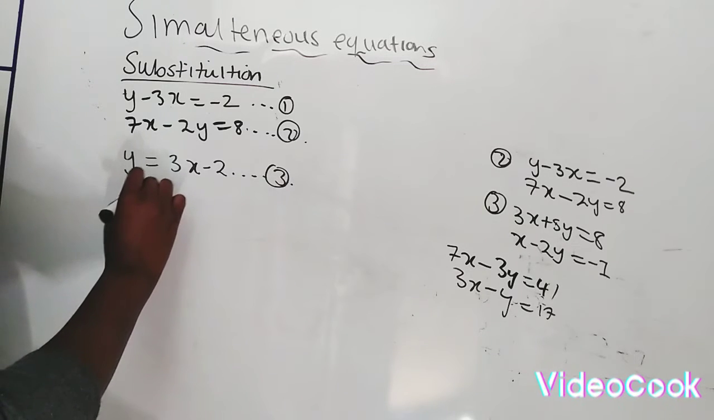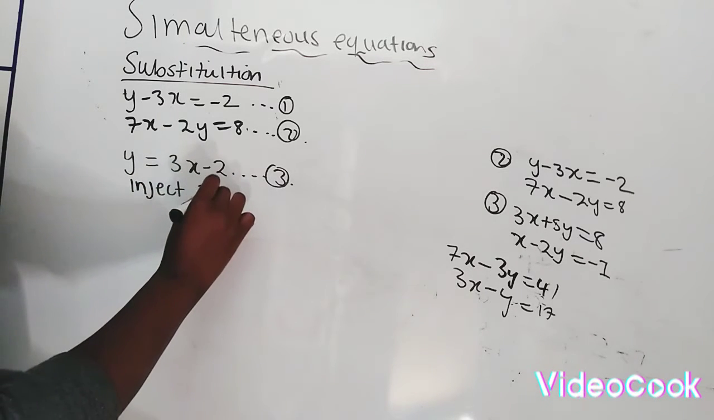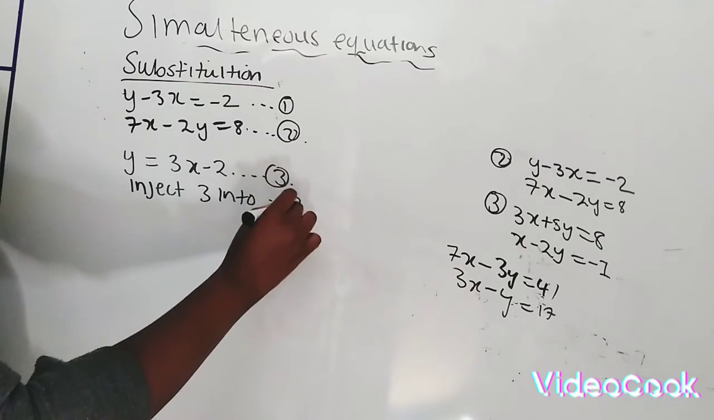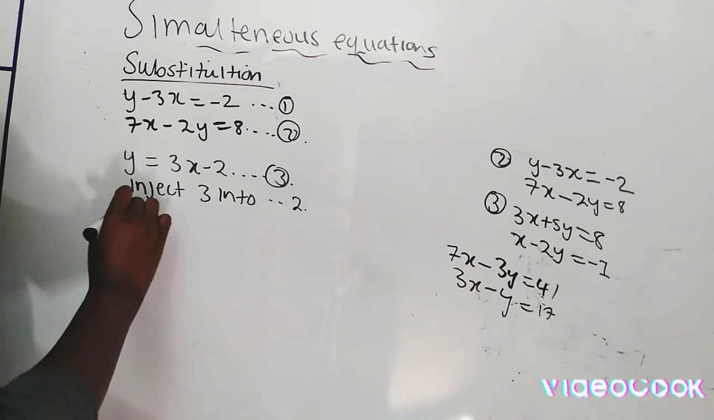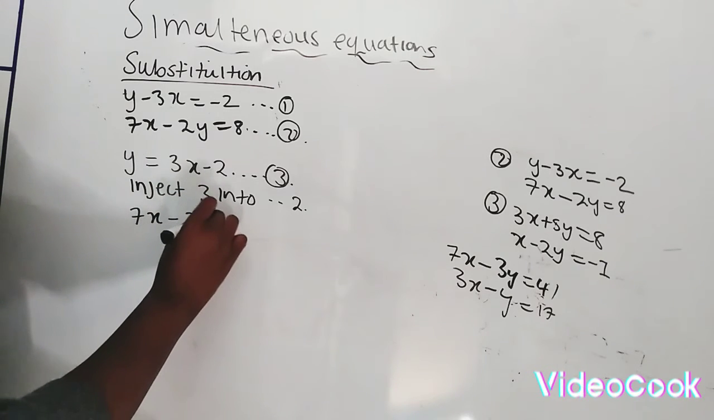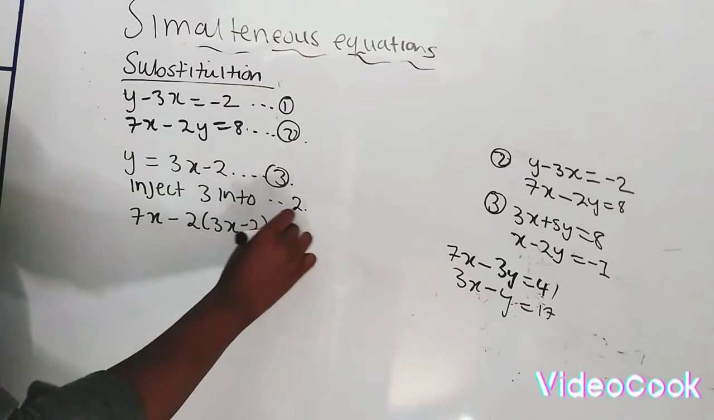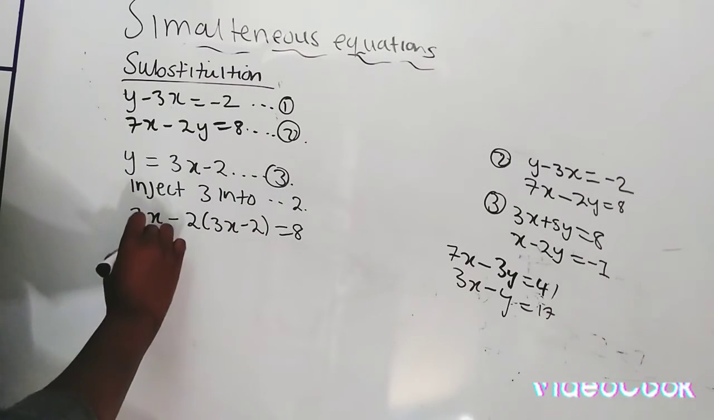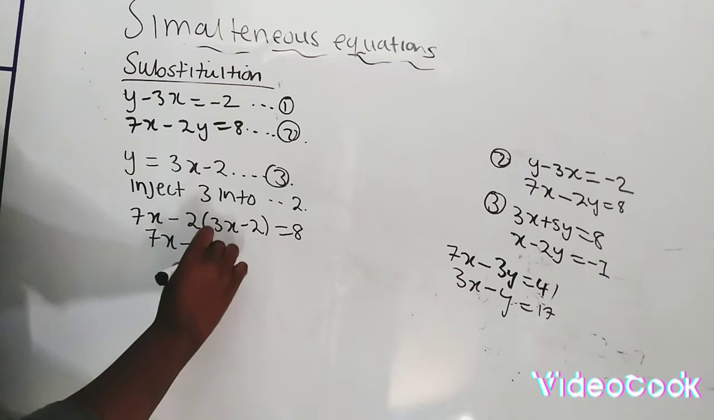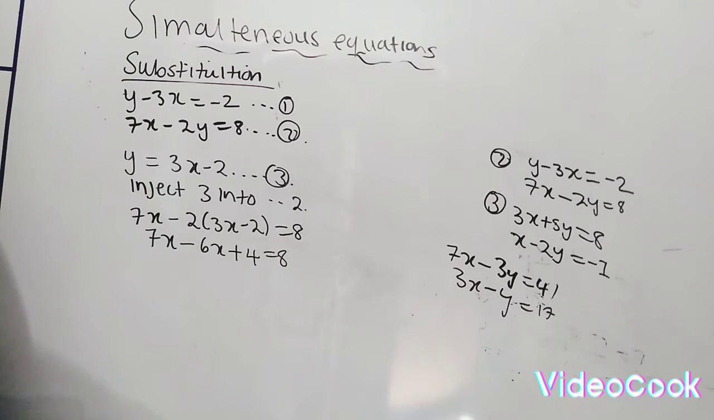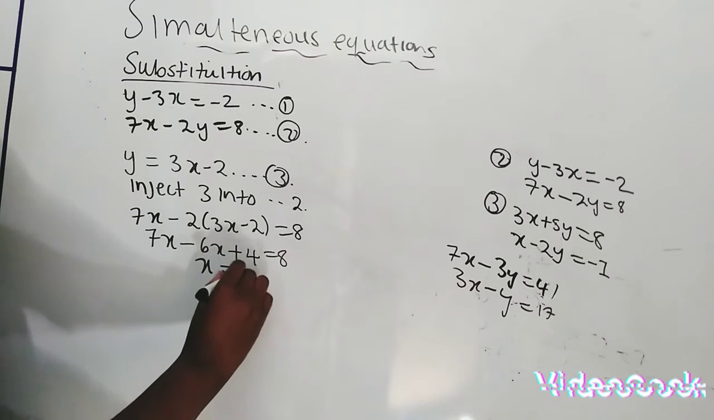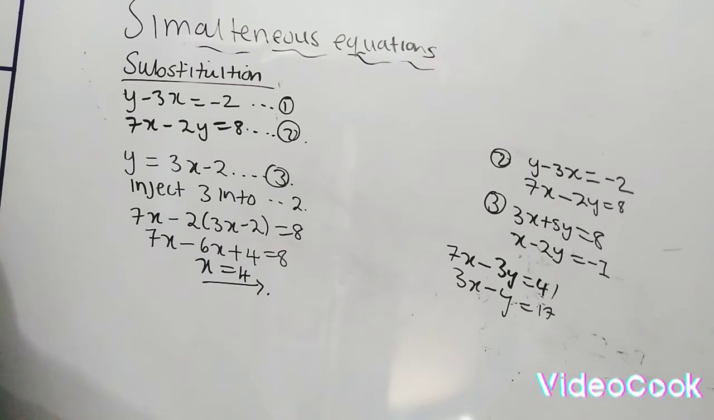Now let's inject equation 3 into equation 2. So in place of y, we are going to write 3x minus 2. So it's 7x minus 2, open bracket, 3x minus 2, is equal to 8, like that. So this then becomes 7x minus 6x plus 4 is equal to 8. 7x minus 6x is just x. Taking 4 to the other side, it will be 8 minus 4, which will be just 4. So in other terms, our value for x is 4.